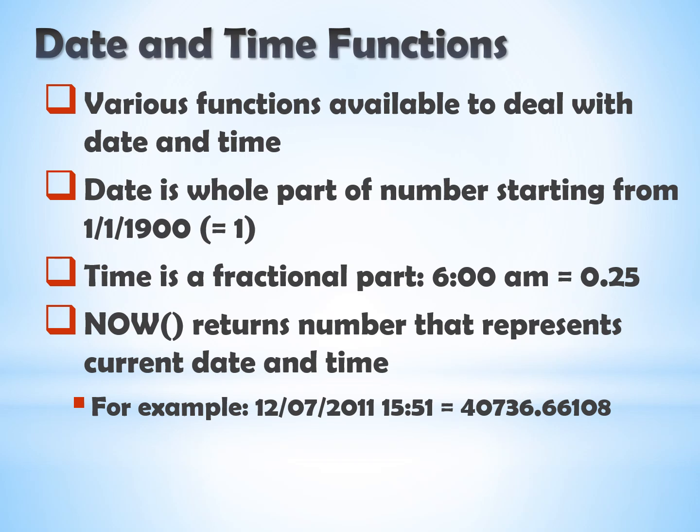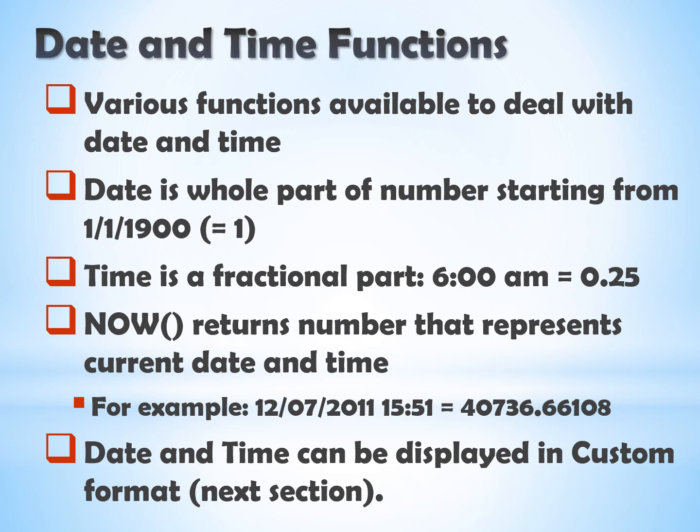The function NOW returns the number that represents the current date and time. For example, 15:51 on the 12th of the 7th, 2011 is represented as 40,736.66108. Date and time can be displayed in a custom format, which will be discussed later in this lecture.